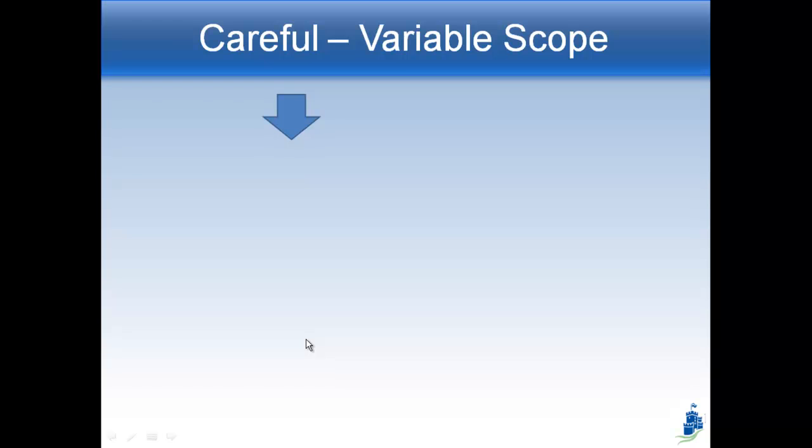All right, so we want to be a little bit careful, and it's not because of the arrow that I left on the screen, but it's about something a little bit different. We want to be careful about the variable scope in these situations. Okay, so let's take a look at this.